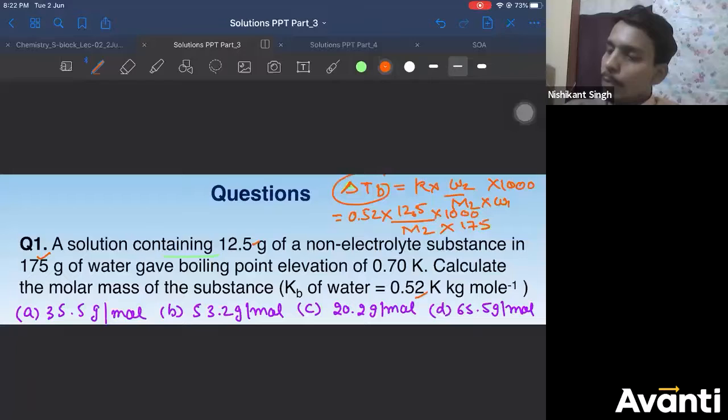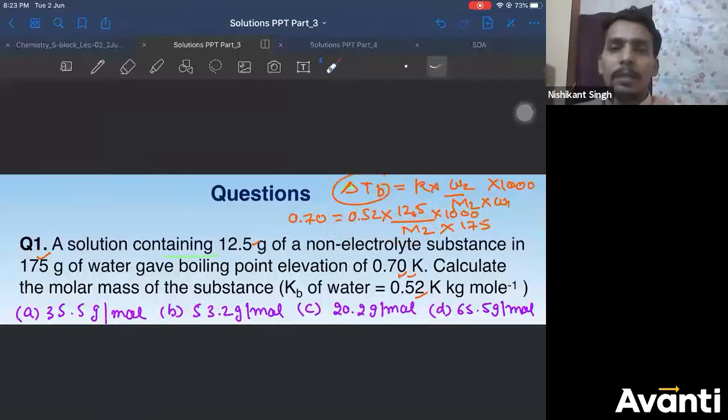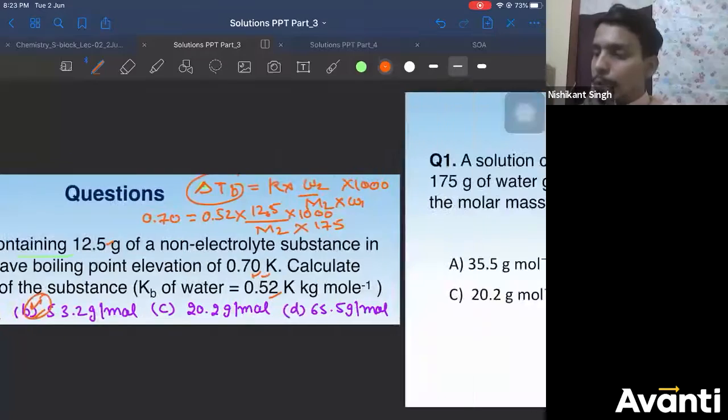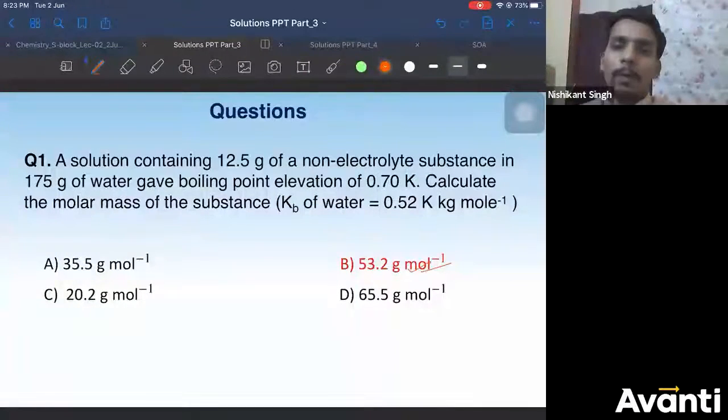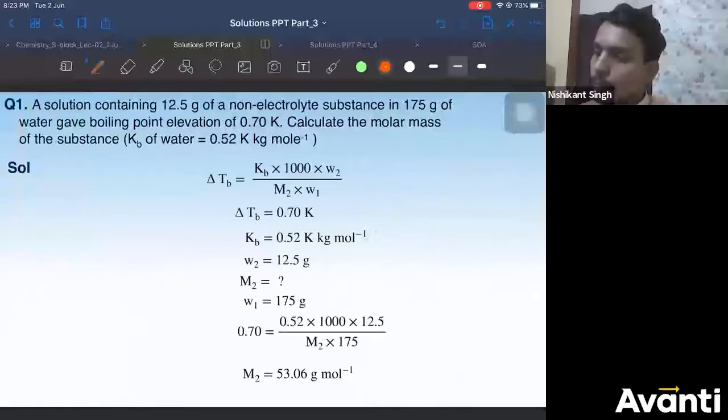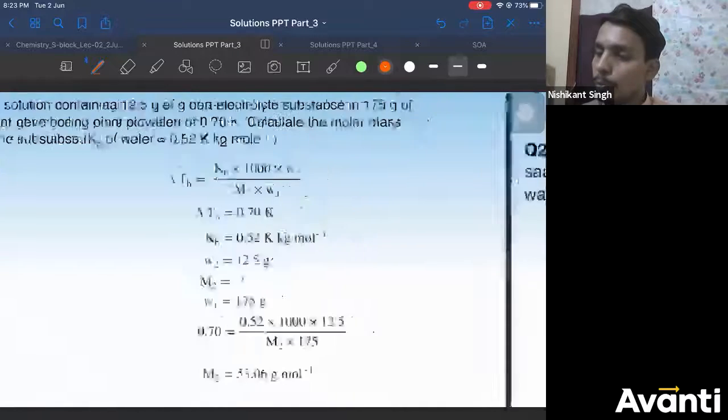Now delta TB, how much it is elevated? 0.70. Now this is easy. You have to directly bring your M2 here and simplify. You have to just do the calculation part. The answer here will come out to be 53.2 gram per mole. The correct answer is 53.2 gram per mole. I hope it is clear. Let us do one more. It is 53.06, approximately 53.2.